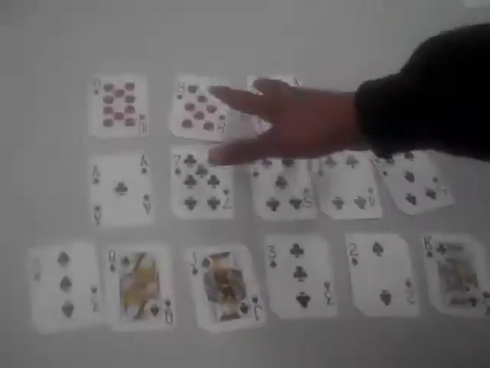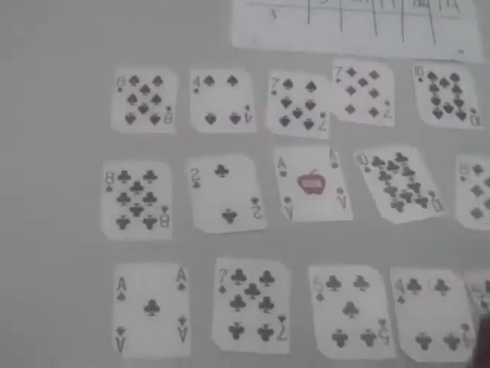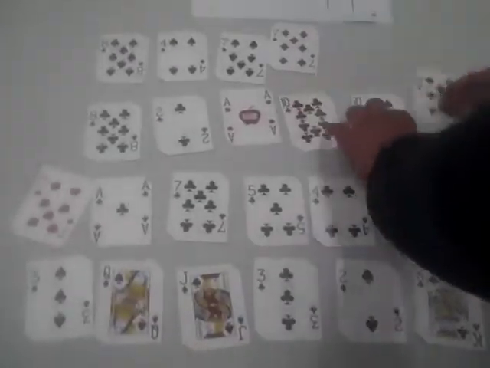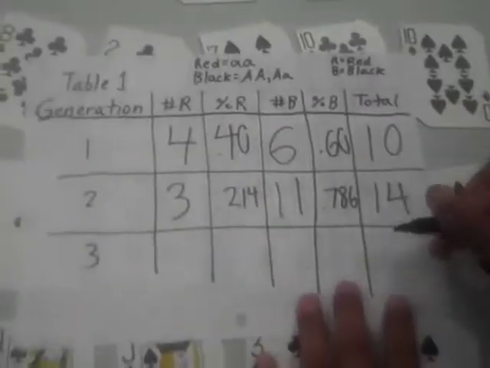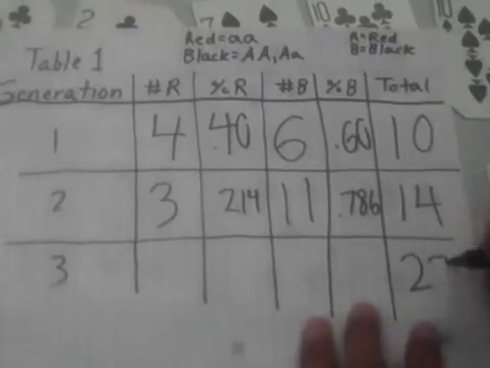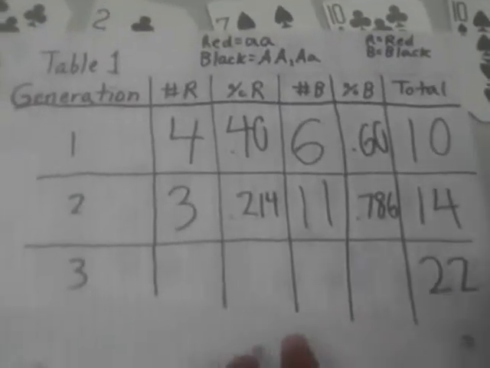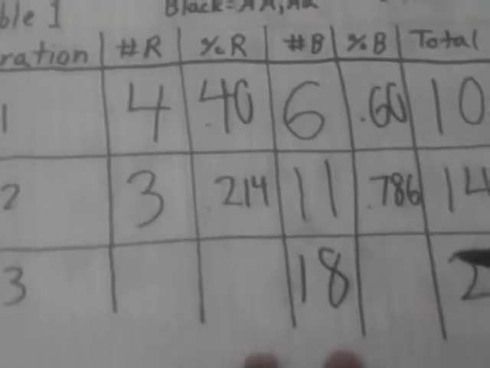So for generation 3, we again have to remove 3 of the reds representing the homozygous recessive, and we're just going to add a random amount of cards. The new population in the third generation is out of 22 cards. There are 18 black ones and 4 red ones.